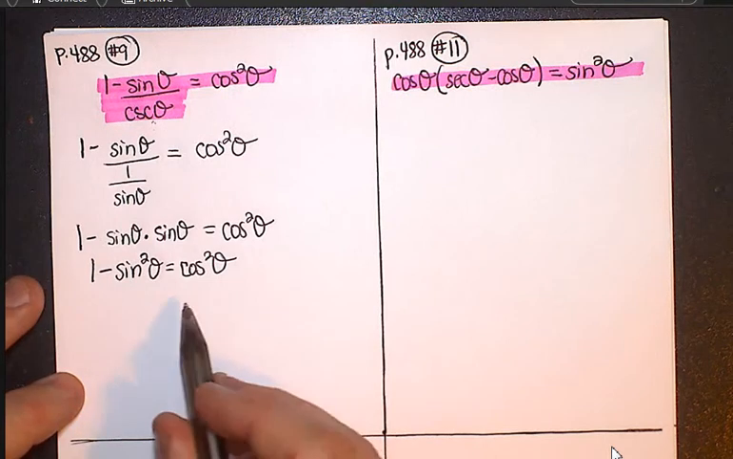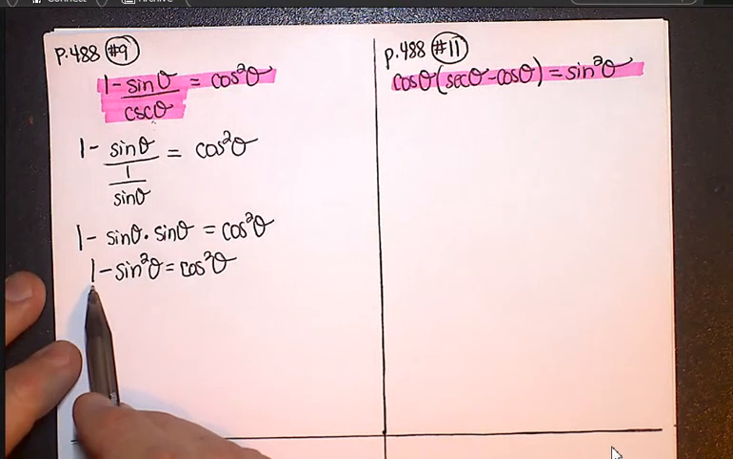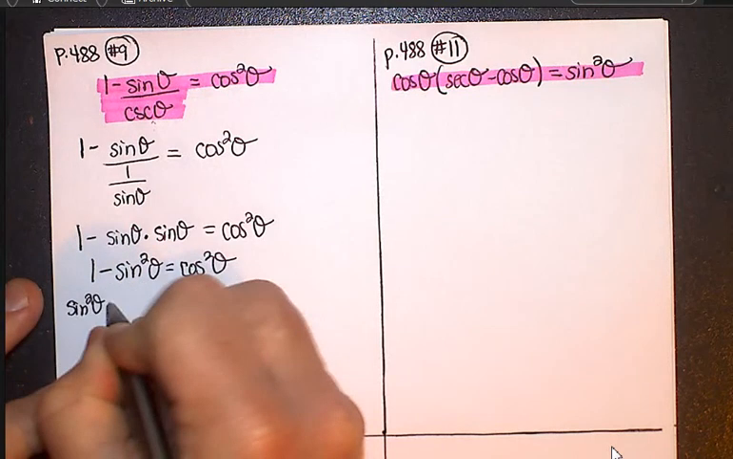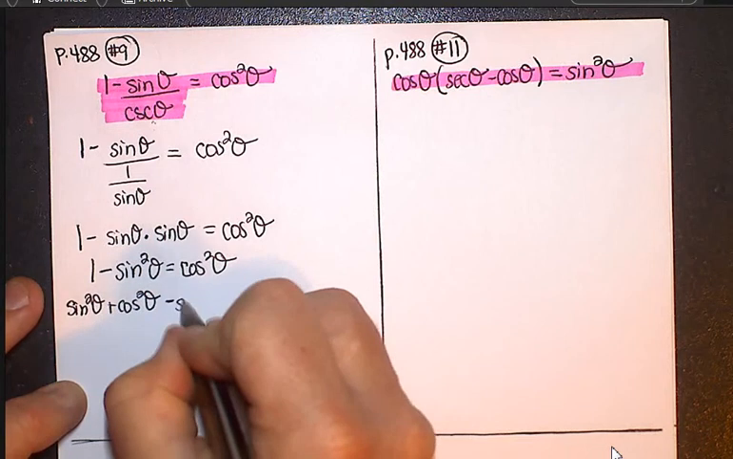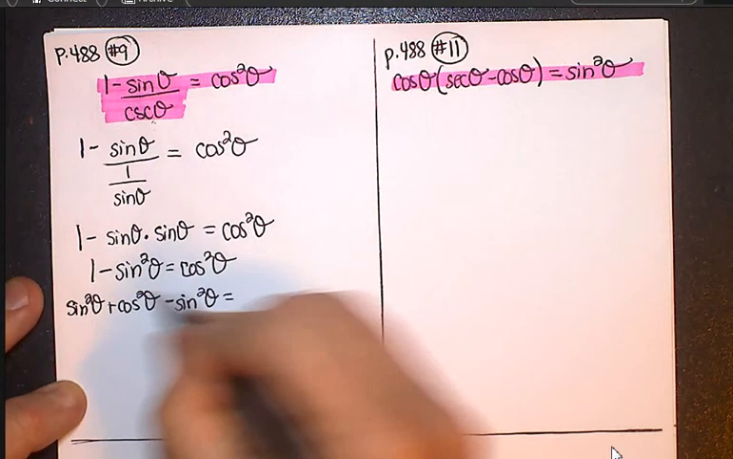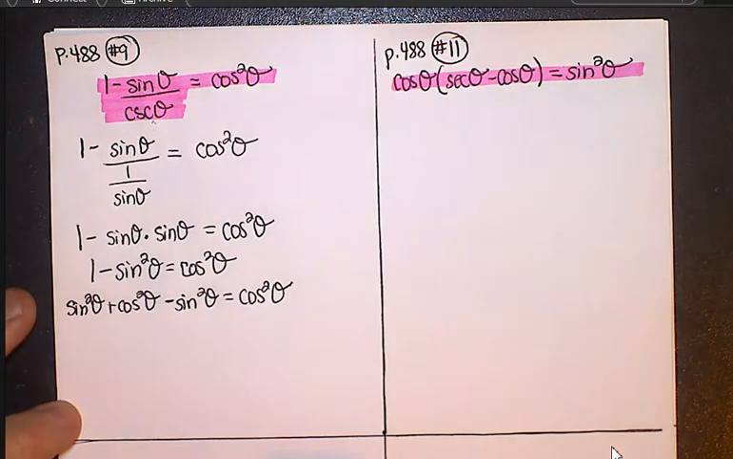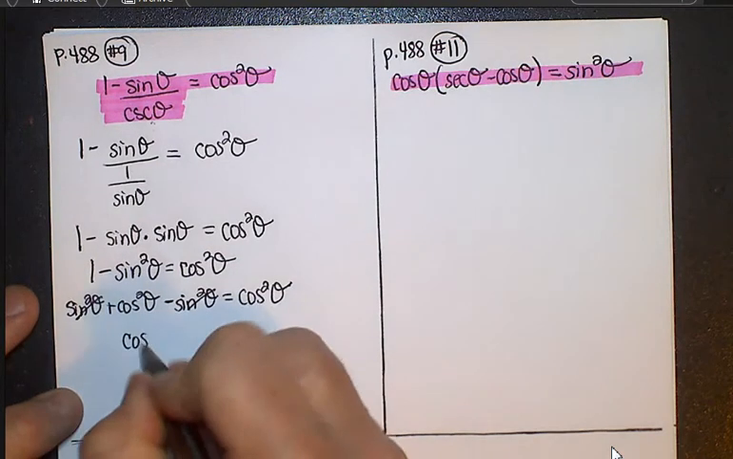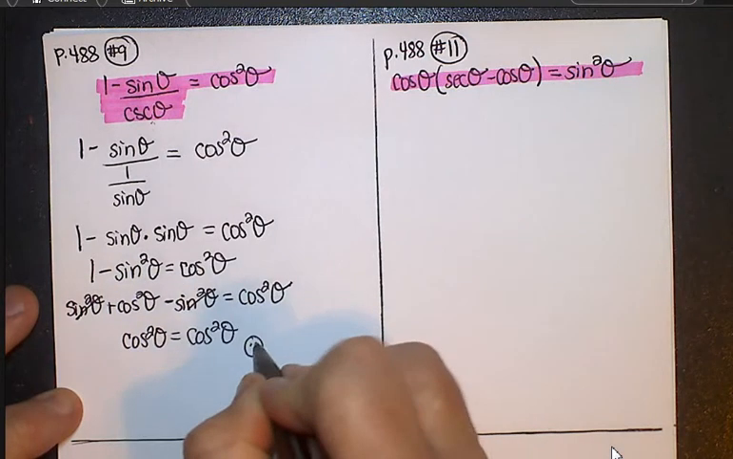And then you have Pythagorean's identity, which changes the 1 to sine squared plus cosine squared. So using the identity and substituting that in, that's my 1. And then continuing, minus sine squared is equal to cosine squared. And then on the left hand side, simplifying, the two sine squared thetas will cancel, leaving me with cosine squared theta is equal to cosine squared theta, and we're done.